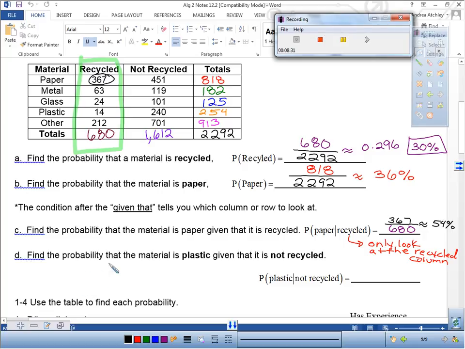Okay, next one. Find the probability that the material is plastic given that it's not recycled. So plastic given not recycled. So again, we're only looking now at the non or not recycled column.